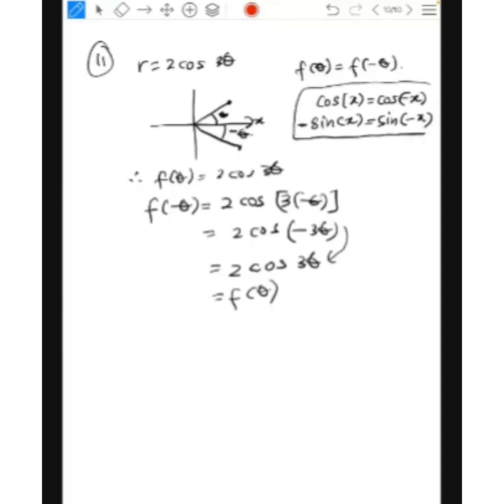Then we have proven symmetry about x-axis. So basically x-axis ni, kalau dia symmetric, awak memang kena guna yang atas ni. Okay. Tapi kalau y dengan about the pole, then you have to use the identity just now. Okay, the plus minus sine, plus minus cos tu. Okay.